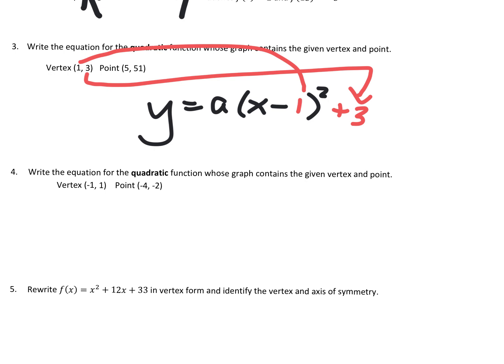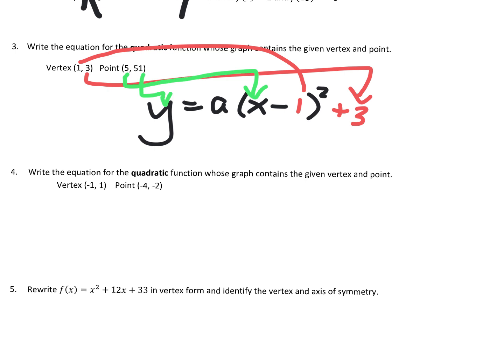And now I know my vertex is in the right spot in my vertex form, but I don't know A. Since I don't know A, I can solve for A by sticking in this x goes there, and this y goes there. And all of a sudden, you only have an equation that has A in it. Do you get it? Then you could solve for A.